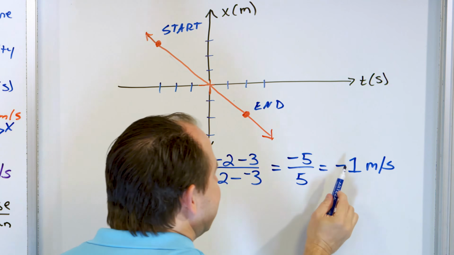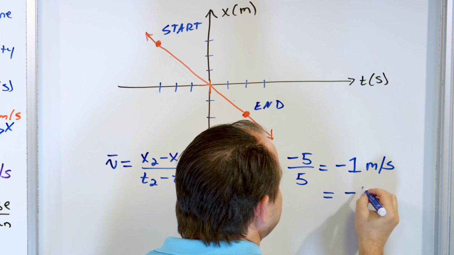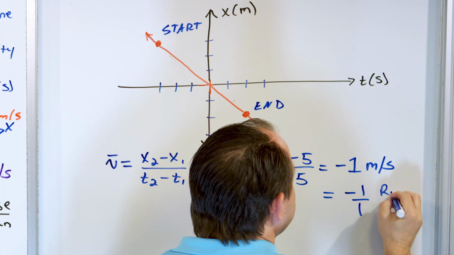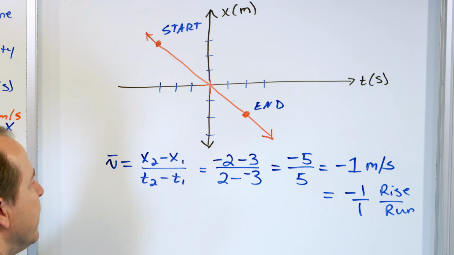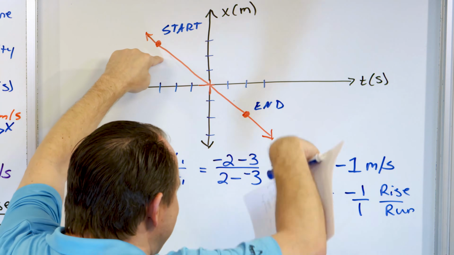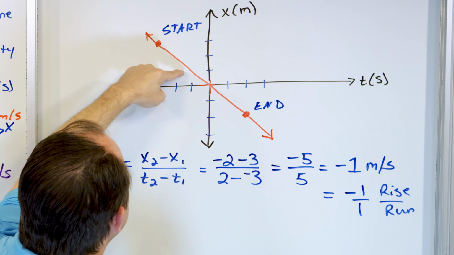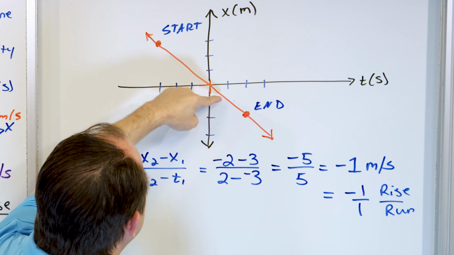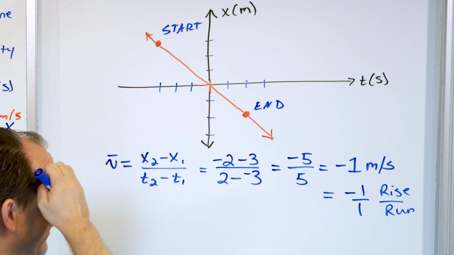Notice that we did get a negative value. And you can think of it as -1 over 1 in terms of rise over run, if you want to think of algebra, right? So that means the slope of this line, you can think of it as rising down, because rising down means negative, and running over to the right 1. So down 1 over 1, down 1 over 1. And that is a slope of -1 meters per second.